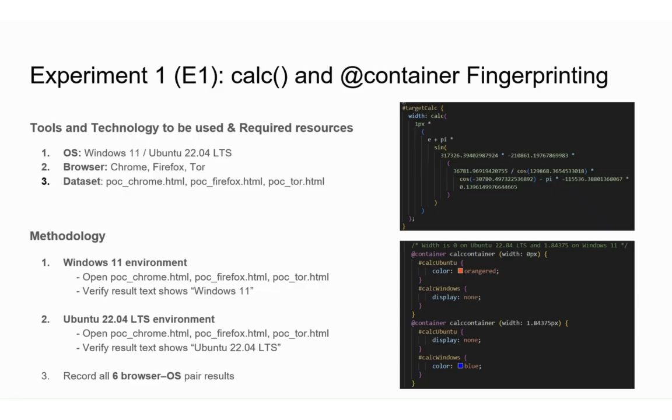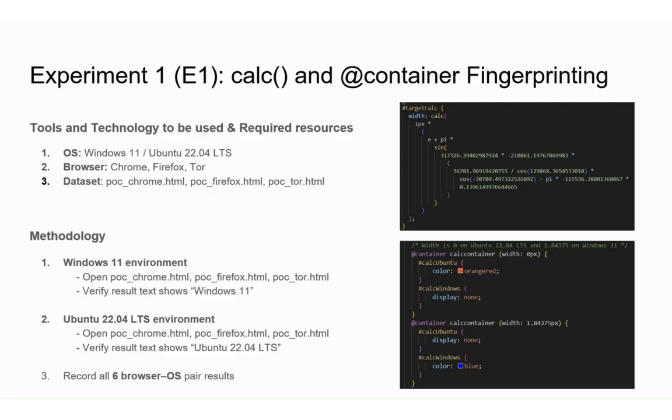Let me explain the tools and resources for this experiment. We test on two operating systems, Windows 11 and Ubuntu 22.04 LTS. We use three browsers, Chrome, Firefox, and Tor browser. The dataset consists of three HTML files: POC Chrome HTML, POC Firefox HTML, and POC Tor HTML.